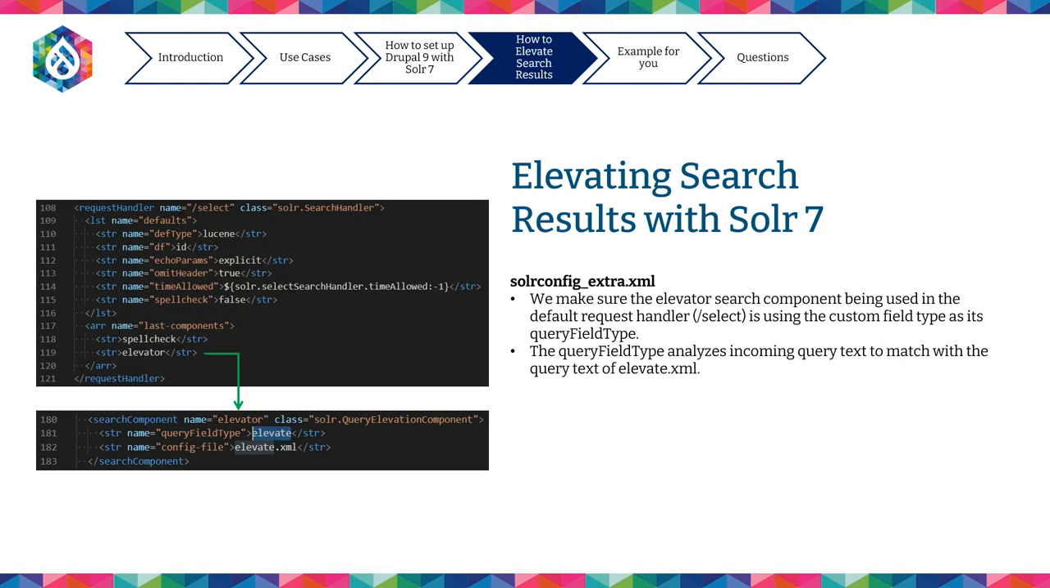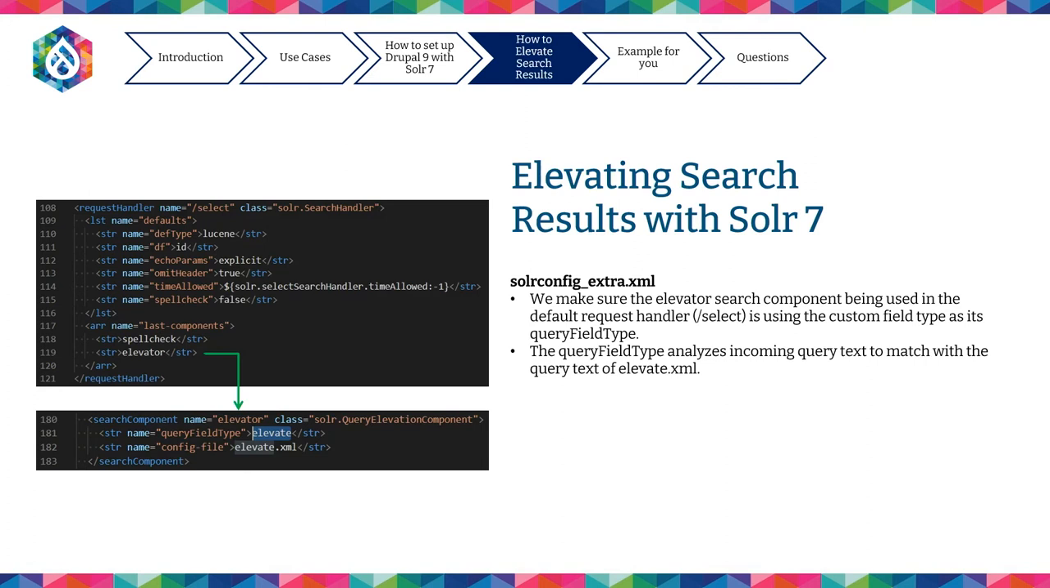The second config file that you want to make sure is appropriately set up is the solrconfig_extra.xml file. This is where the default search handler, the select handler, is. When you do a search query, this is the handler that handles it initially. On line 117, the last-components are the components that will run through the query after the defaults from lines 109 to 116. On line 119 there's an elevator search component, and that's where the elevation is applied. In that elevator component, you want to make sure it has the custom field type you created, and that's on line 181, the queryFieldType.